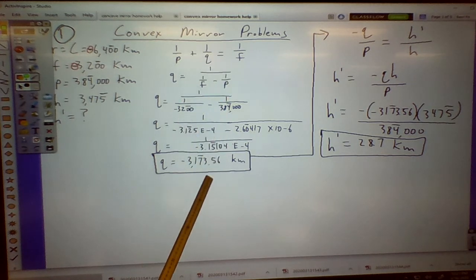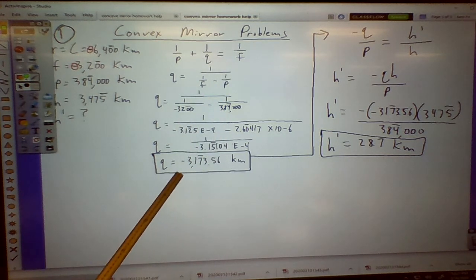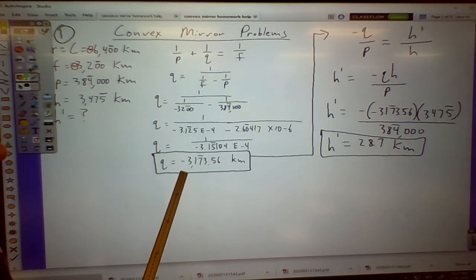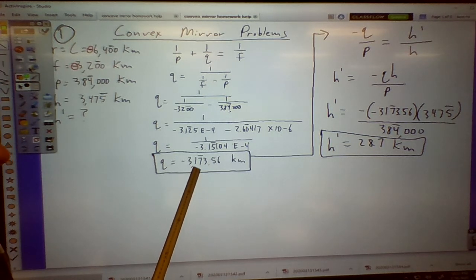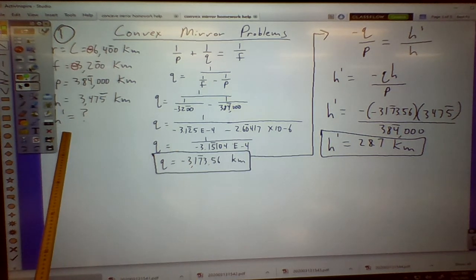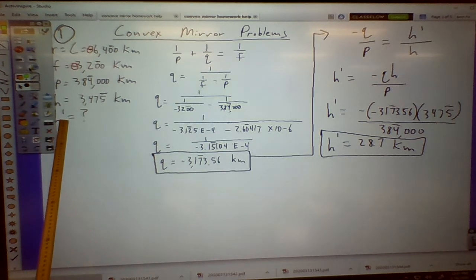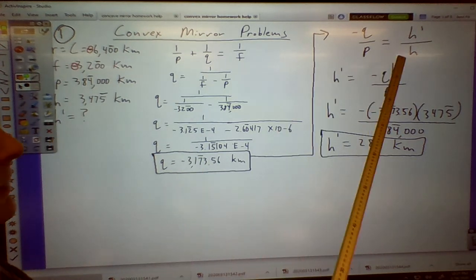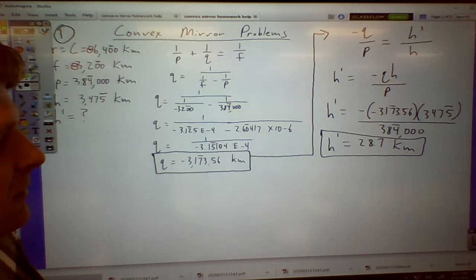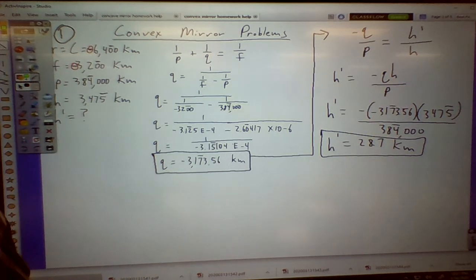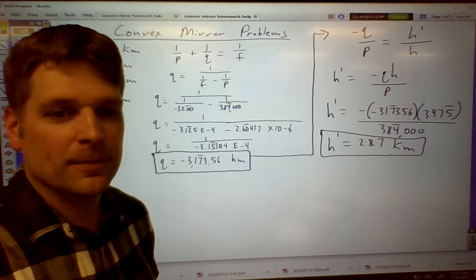I actually was able to find Q first. This negative Q indicates that we have a virtual image. Q is not what I wanted. I wanted to find the image height, the diameter of the image, essentially the size of the image, but I'm able to use Q in this other equation to find H prime. Let's switch over to the ray diagram and see how that works.